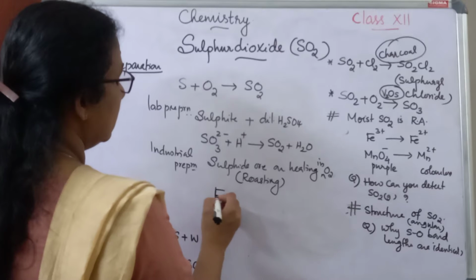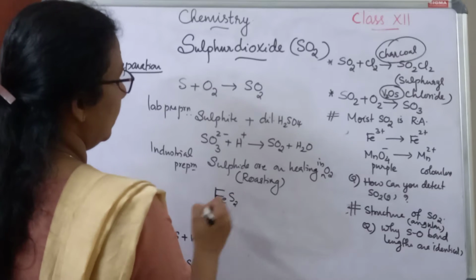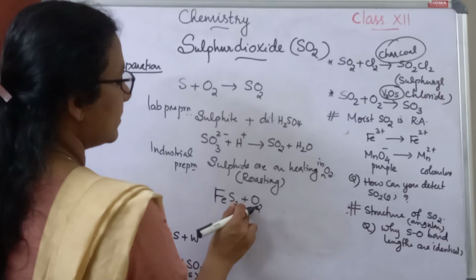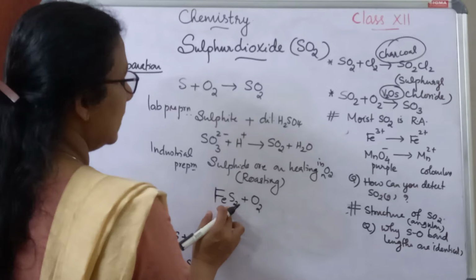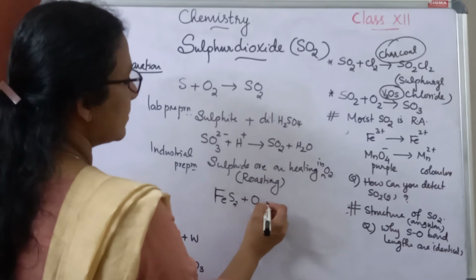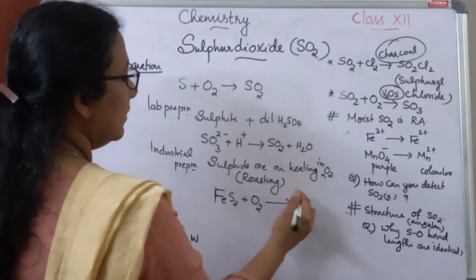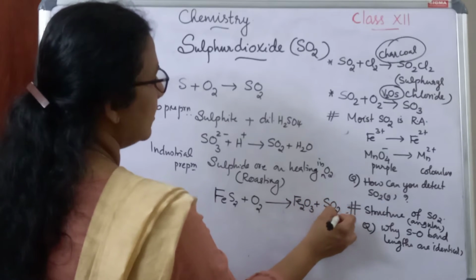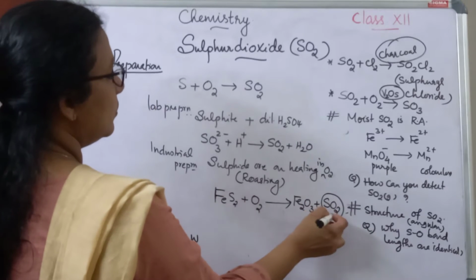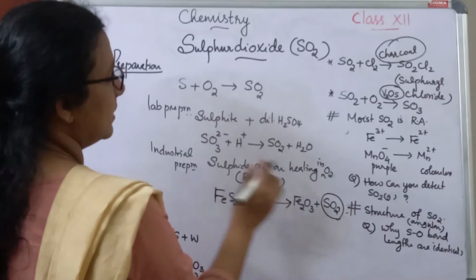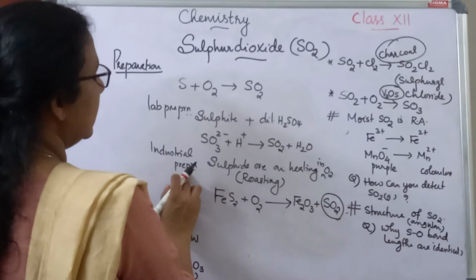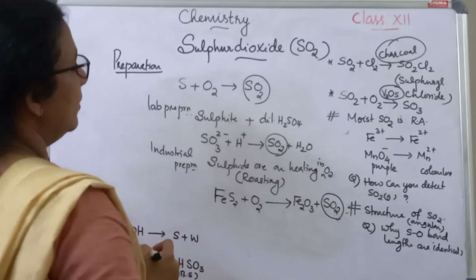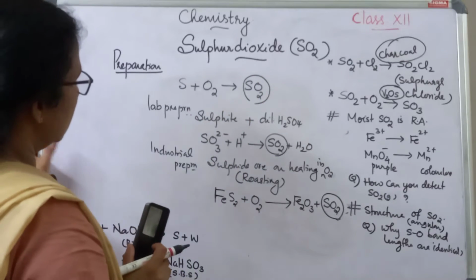Here we can use FeS2. So it's a sulfide ore of iron which is heated in presence of oxygen. So that process is called roasting. In this process we will get Fe2O3 and SO2 as the byproduct. So SO2 will be formed as the byproduct of roasting. So that is another method, which is the industrial method of preparation. So these three methods are used for the preparation. So this is about preparation.